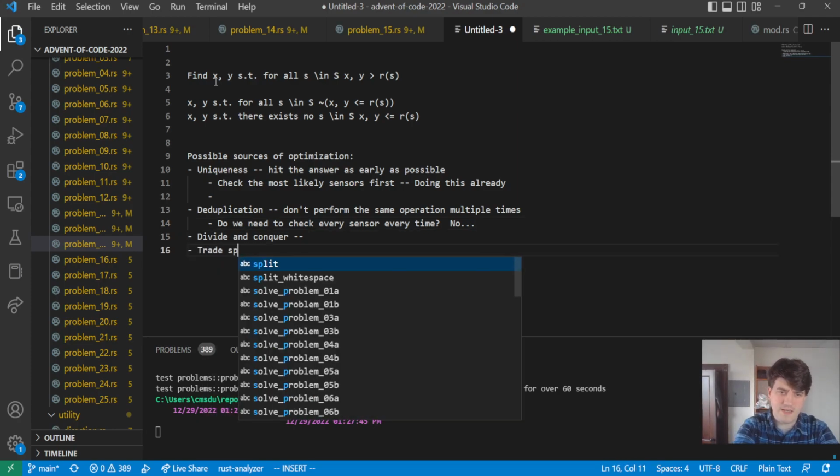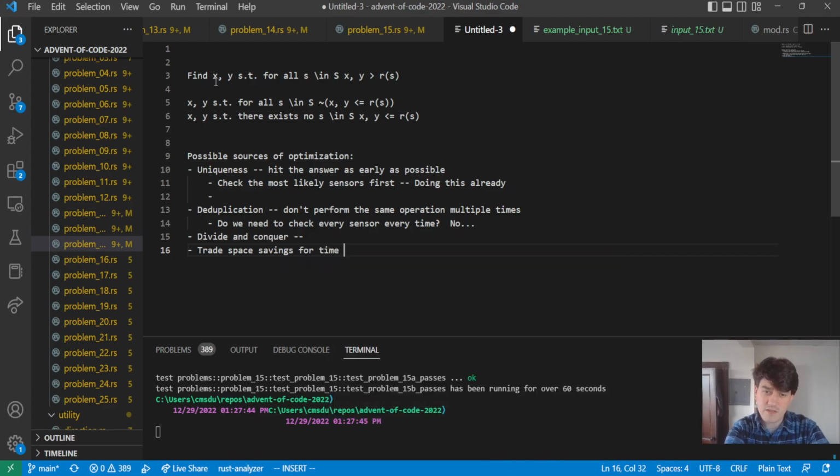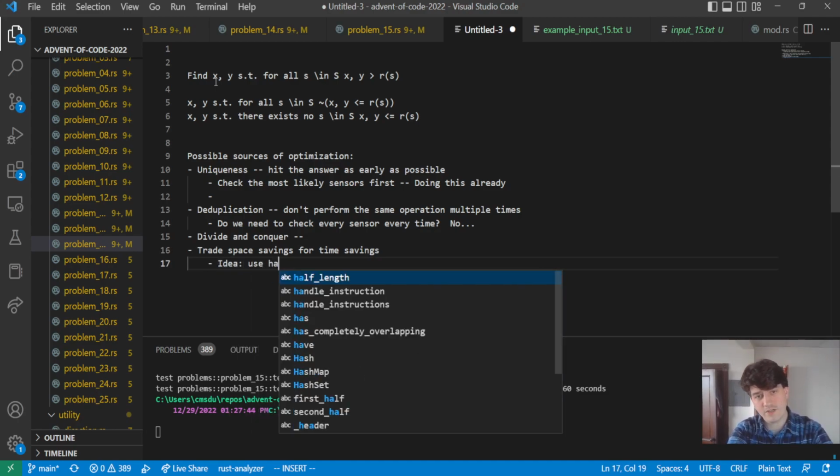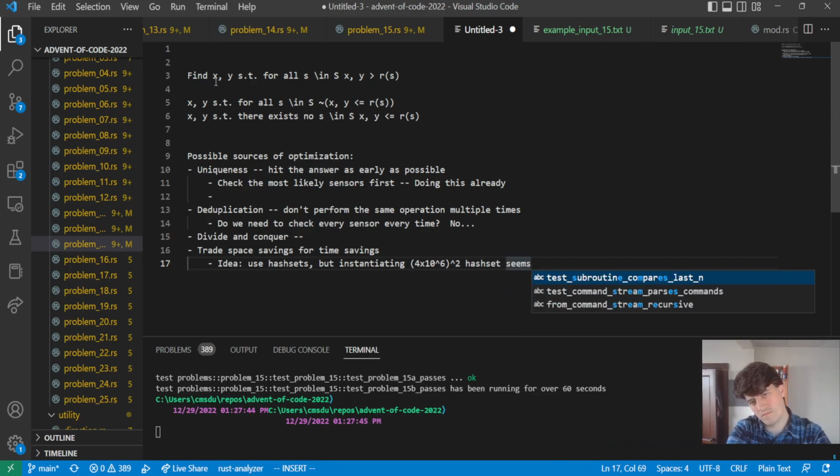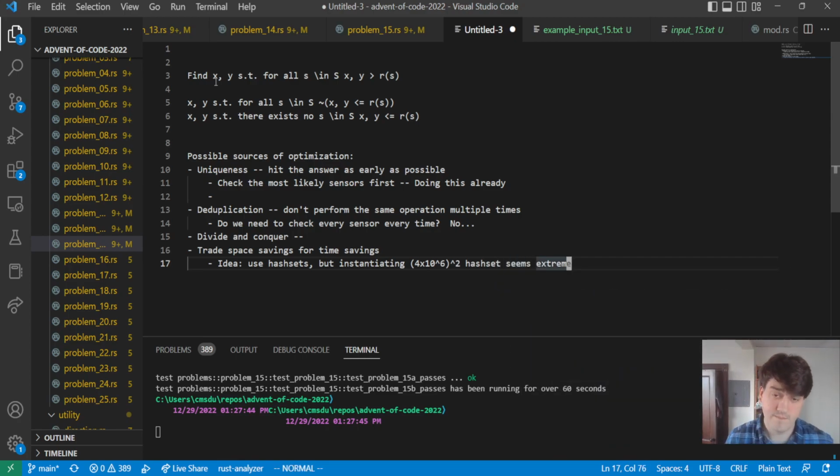Can we trade space savings for time savings? So one idea would be use hash sets, but instantiating 4 times 10 to the 6 squared hash sets seems bad. Maybe it's not.